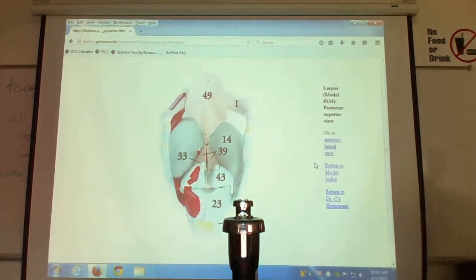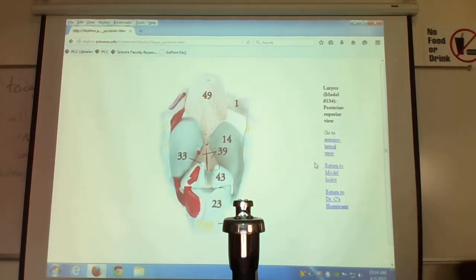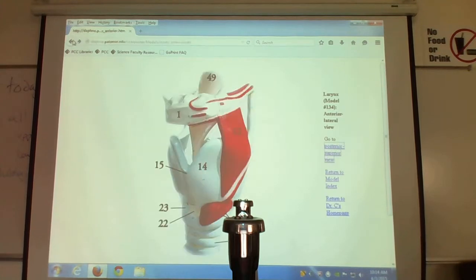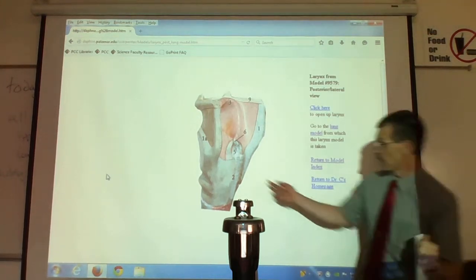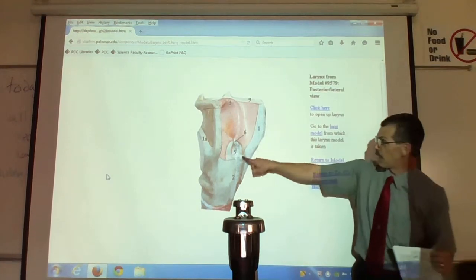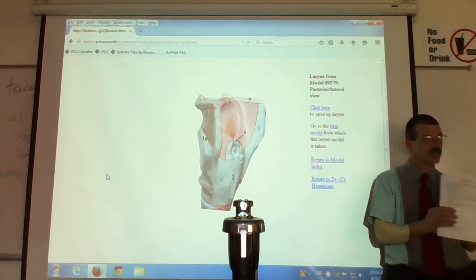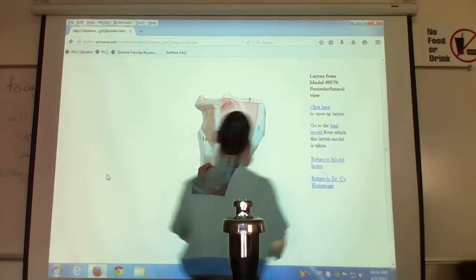I'm going to show you another picture of those. The ACC rule. A to C to C. I'll show you another view. So number 5 on this model is which one? It looks like a hook. Arytenoid. Number 6 on this model is corniculate. The cuneiform, you can't really see.